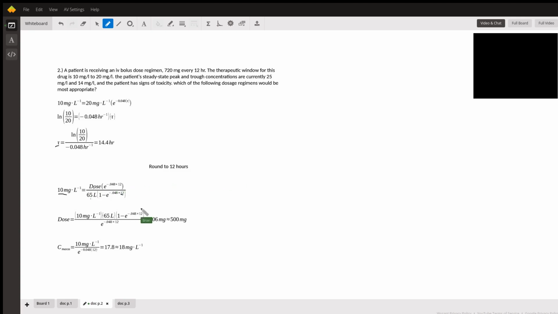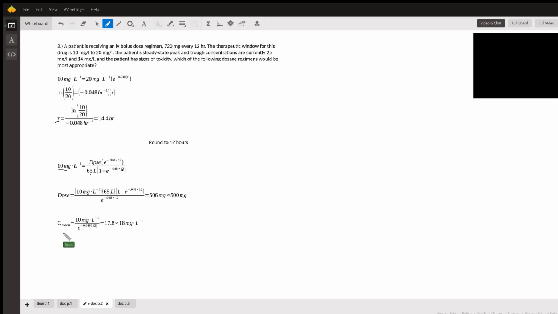So solving for dose, I get 500 milligrams about, and I will check and make sure this is not going to result in a supra or overly therapeutic, potentially toxic maximum concentration. And solving for Cmax steady state, I get 18 milligrams per liter. So my recommendation would be 500 milligrams IV bolus every 12 hours.